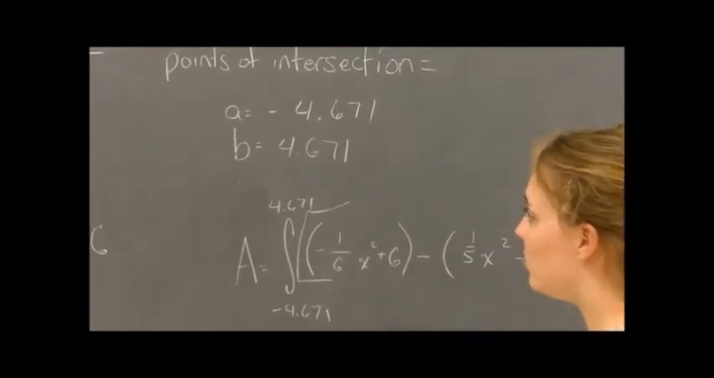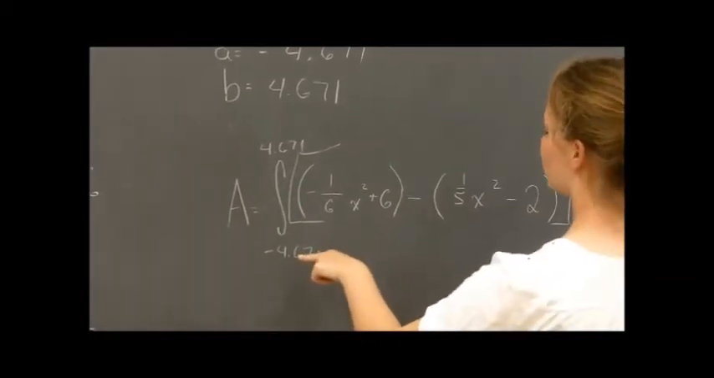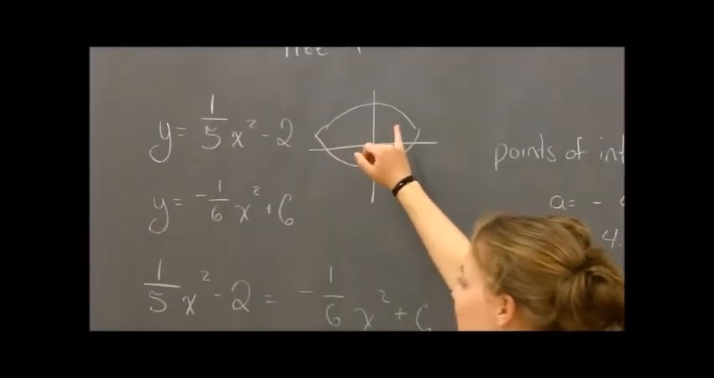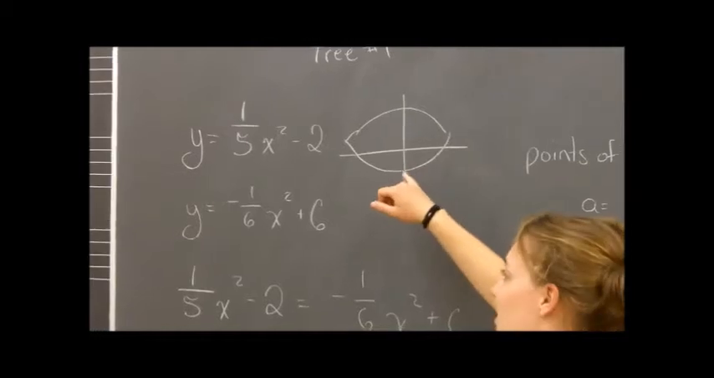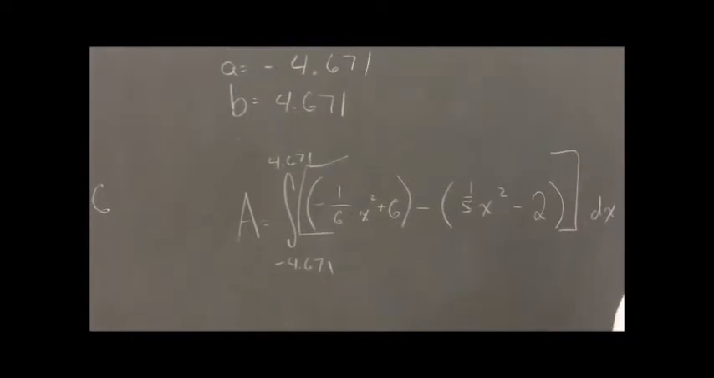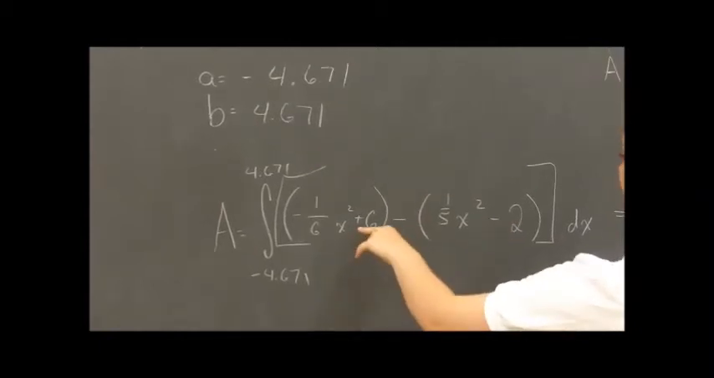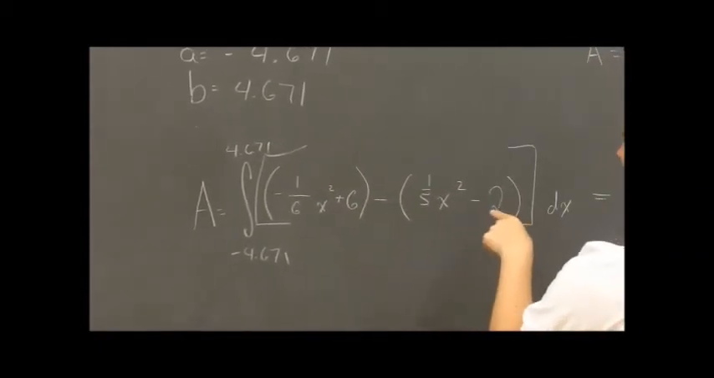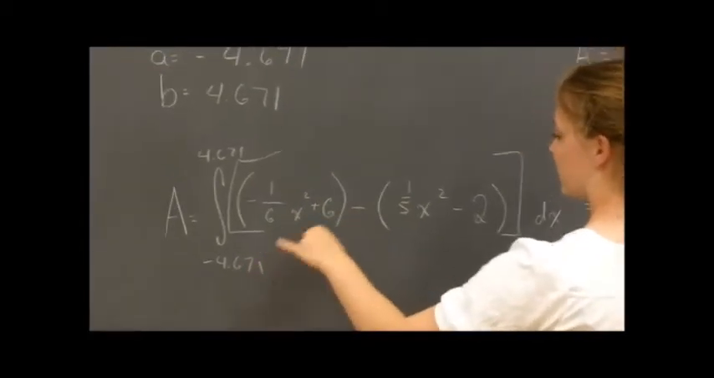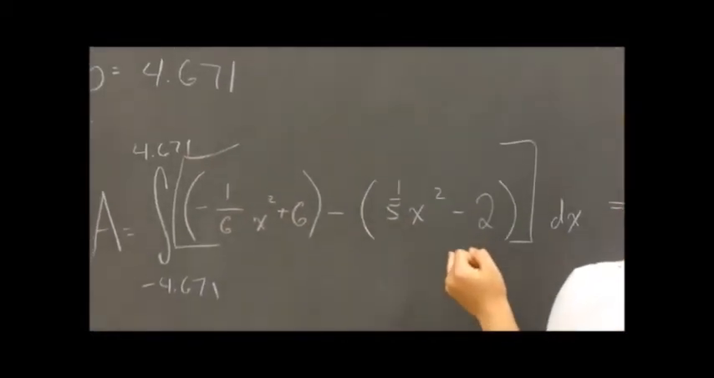So in order to find the area between two curves, you have to set up an integration between the two points of intersection. The top curve in this case is y equals negative 1/6 x squared plus 6, while the bottom curve is 1/5 x squared minus 2. Because an integration finds the area under the curve, you have to set the top curve first, and then subtract all of the area underneath the second curve to find the area between the two. Which means our integration is between the two points of intersection and starts with negative 1/6 x squared plus 6 minus the quantity of the second equation.